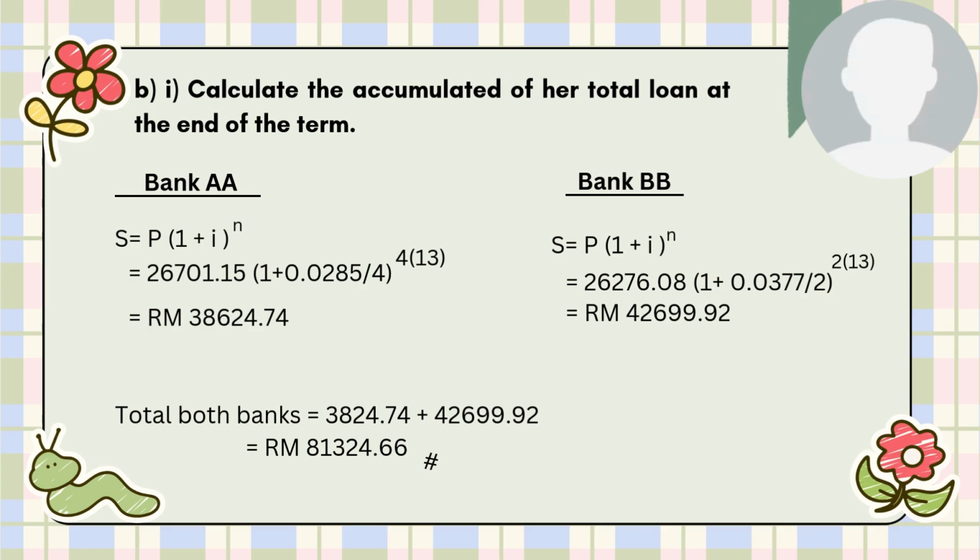Question 1b1. Calculate the accumulated amount of the total loan at the end of the term. Now for both banks, we must use the same formula, S equals P times 1 plus I to the power of N. Now try putting all the numbers inside the formula. For bank AA, you will get 38,624 ringgit and 74 cent. Now for bank BB, you will get 42,699 ringgit and 92 cent. Now to get the total loan of both banks, you must add the two numbers up, and then you will get 81,324 ringgit and 66 cent.